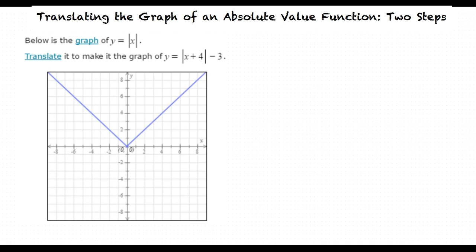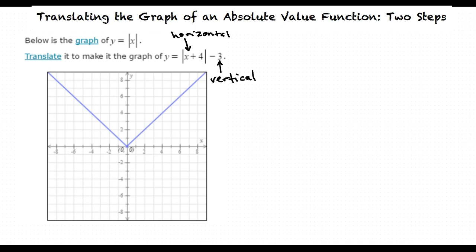Yes. And what about vertical translations? If there is a number added to the whole function outside the absolute value, then the graph moves vertically upward the number of places that was added, and it moves downward if there was a number subtracted outside the absolute value. Yes, you got it.